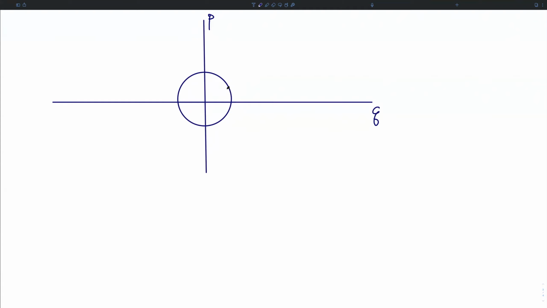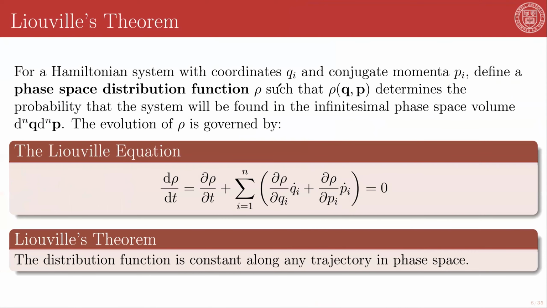And for any point in time, we can define an infinitesimal volume. In this case, it's an area because this is just 2D, but in general, this is an nth dimensional plot, and so it becomes a volume. And this is a dq dp volume. The probability that our trajectory is going to live inside of this volume at some point in time is given by this density function or phase-space distribution function, rho.